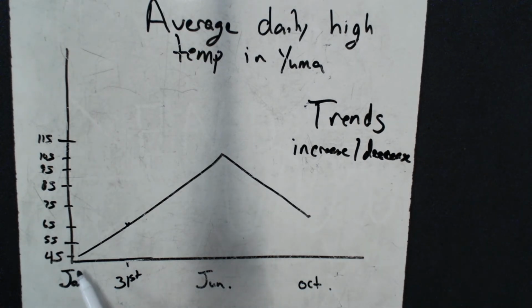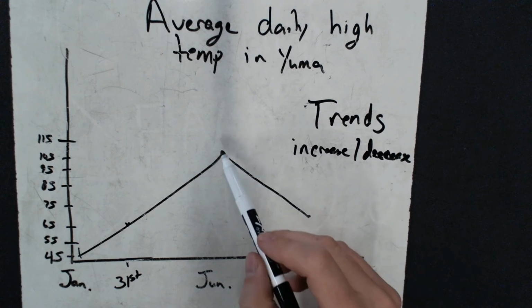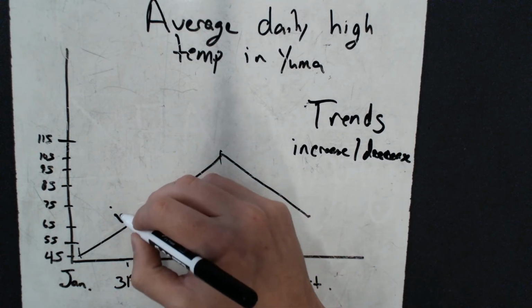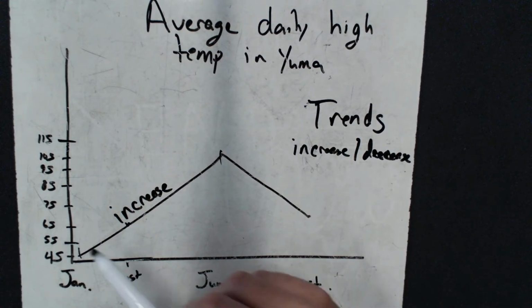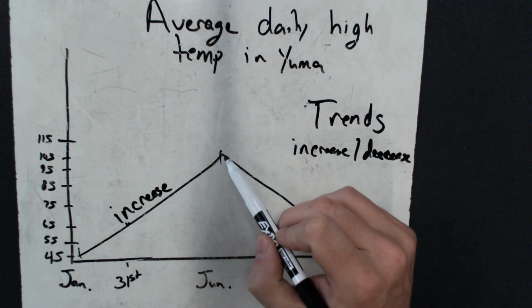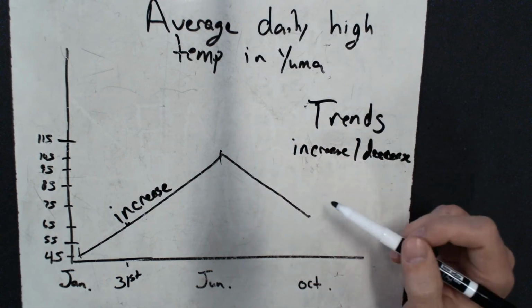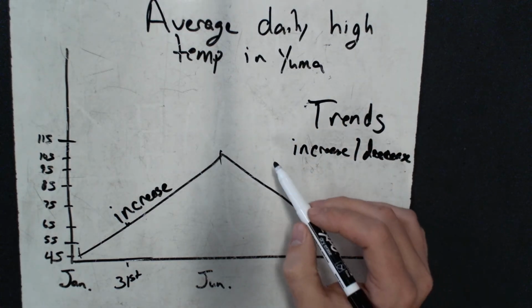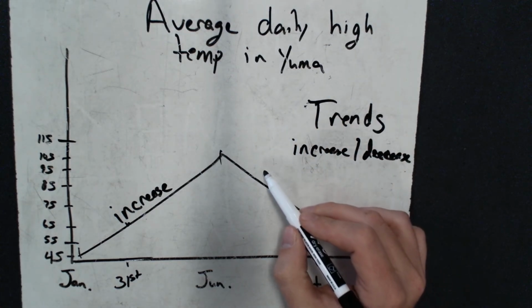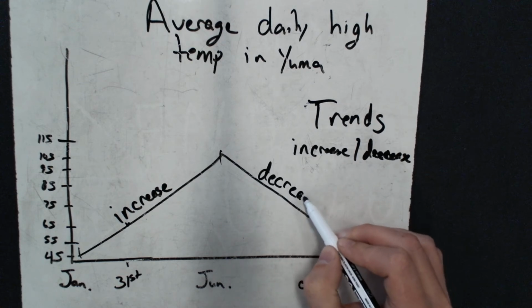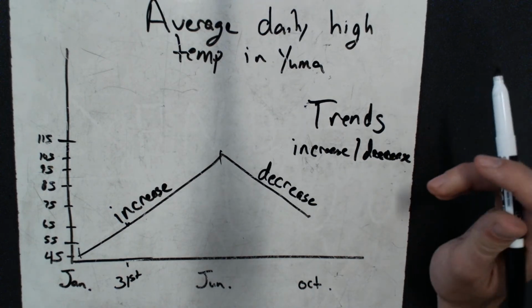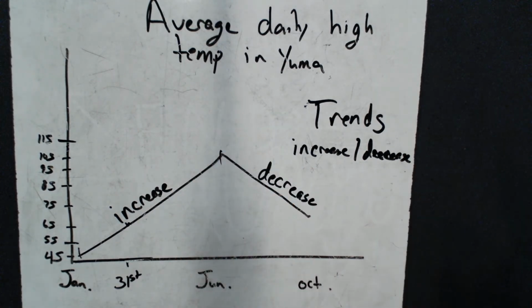So for instance, I can say that between the months of January and July, what we have in general is an increase. We are seeing that the average temperature is going up over this timeline. Now, after about June, we start seeing the temperatures start a slow trend downwards. This is what we refer to as a decrease. So we have our increase here, and we have a decrease here.